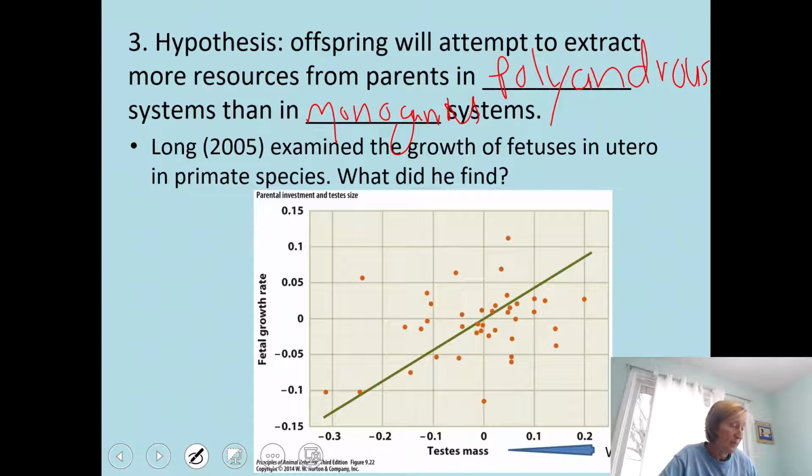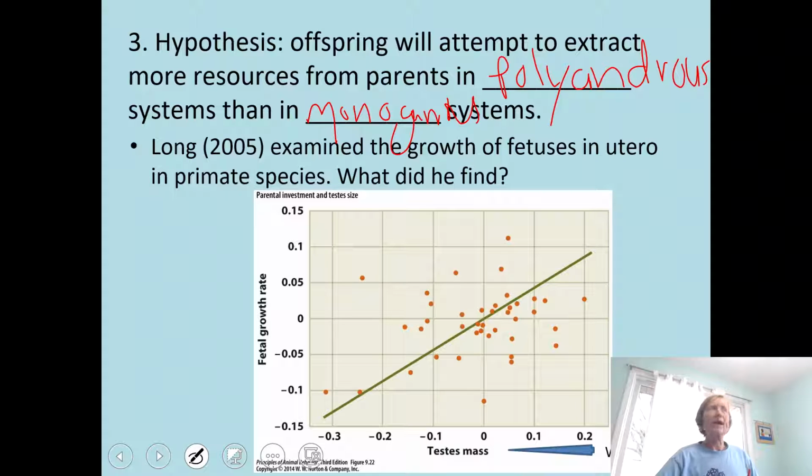Well, a researcher named Long came up with a way to study this in kind of an indirect route. What Long did was look at primates, closely related primates, and looked at growth rate of fetuses in utero in different primate species. Growth rate of fetuses in utero. This is something that mom can't control much. And when a fetus grows quickly in utero, that fetus is hogging lots of resources, lots of mom's resources. So fetuses tend to want to grow fast in utero. It benefits them to grow fast, okay?